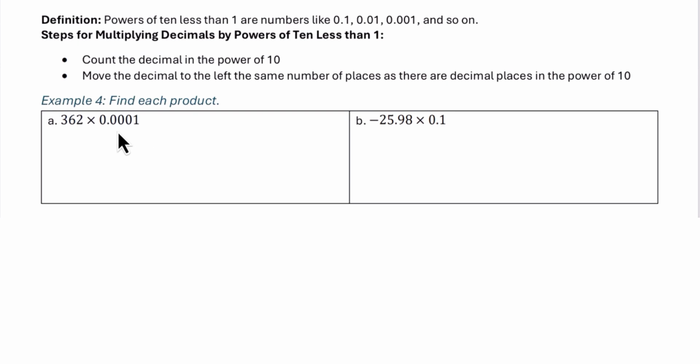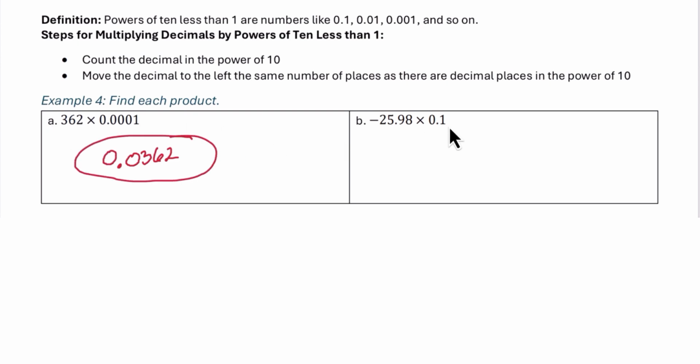In this example, notice we have a power of 10 that is less than 1, and there are 4 decimal places in the power of 10. That means we need to move the decimal point in this number to the left 4 times. Right now, we have a decimal point to the right of the 2. We don't see it, it's understood to be there. So we'll have 362, moving the decimal 1, 2, 3, and then a 4th time means we need to add a 0 in front of that 3 to get the decimal point. And then we'll add a 0 out front.